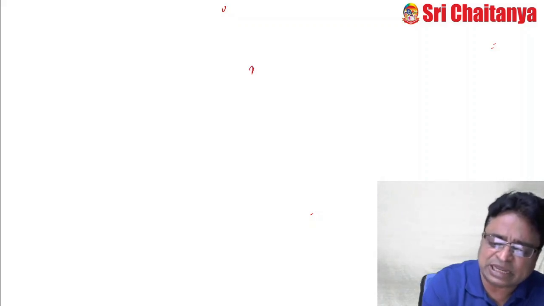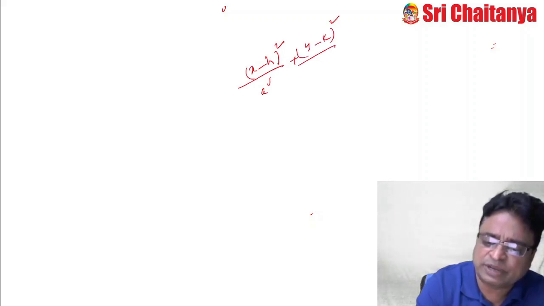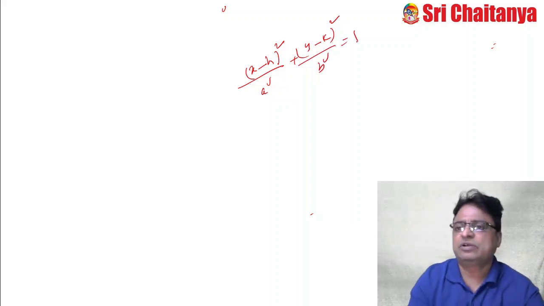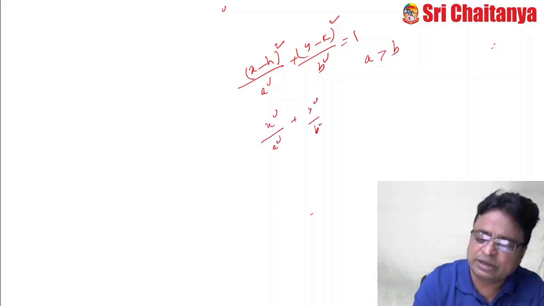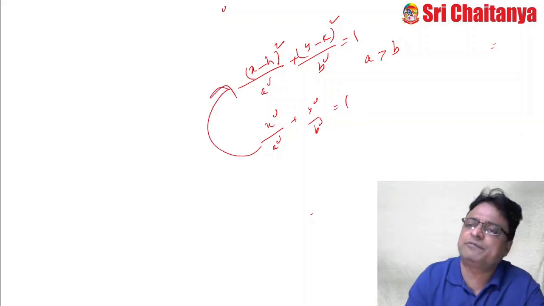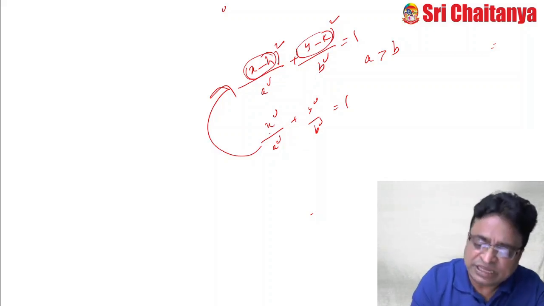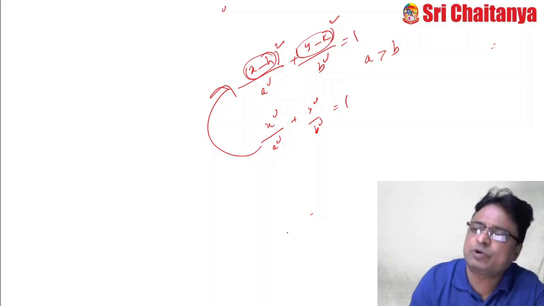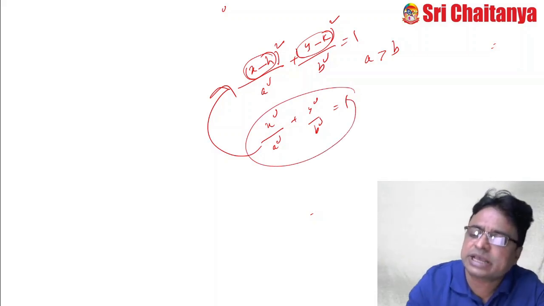Suppose you imagine the ellipse (x minus h) whole square by A square plus (y minus k) whole square by B square equal to 1. Here, in the A greater than B case, compare this with x square by A square plus y square by B square equal to 1. What is the difference you have observed from these two equations? In the place of x, it is x minus h. In the place of y, it is y minus k. That means x square by A square plus y square by B square equal to 1 is the ellipse whose center is the origin and major axis is along the x-axis.